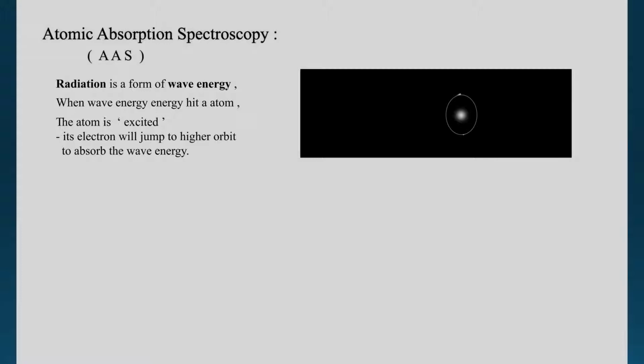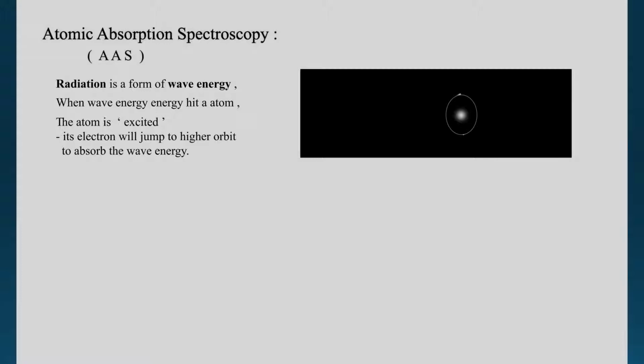The theory behind it is like this. It says radiation is a form of wave energy. And when this wave energy hits the atom, the atom will be excited and it will jump onto a higher orbit to absorb that wave energy. What's meant by that? Now let's look onto the graph.